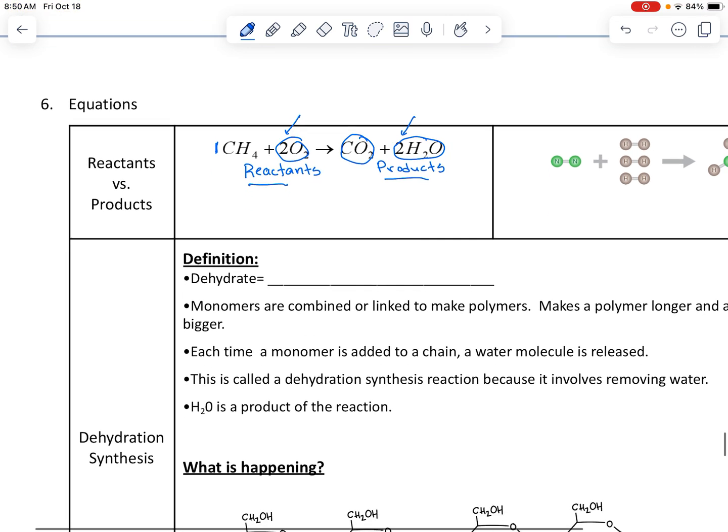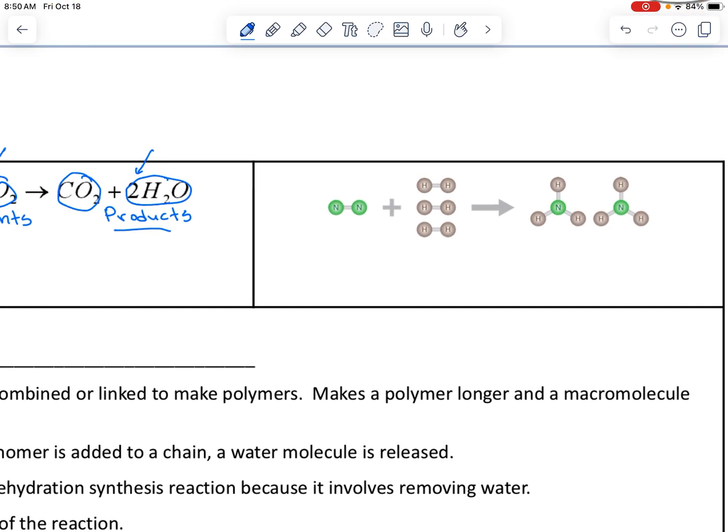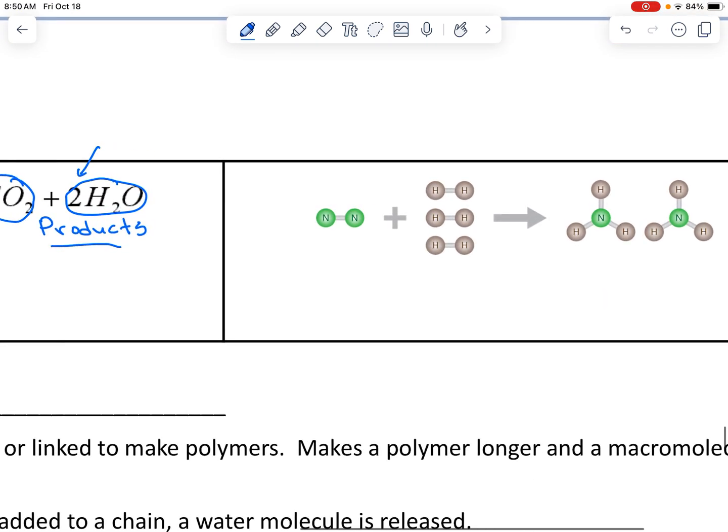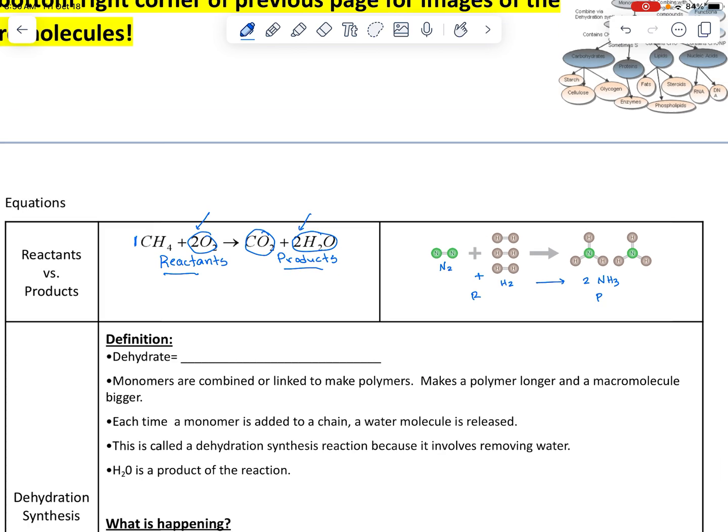All right, now in biology, this is just a picture version of that. Actually, that's not the same reaction. That's nitrogen gas, N2, plus hydrogen gas, H2, gives us 2 molecules of NH3. If you want to write that in, you can. So that's that reaction. Again, reactants would be these, products would be these, okay?